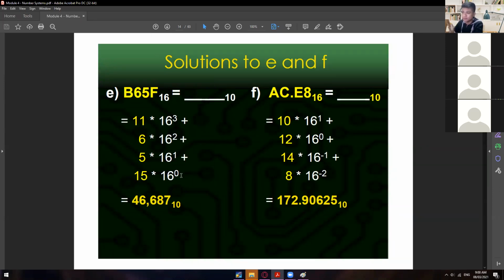Okay, and then of course just starting from the lowest bit, so starting from 0, 1, 2, 3. So let's put it once. So raise to 0, raise to 1, raise to 2, and raise to 3, and then you will get this, 46,687 base 10.